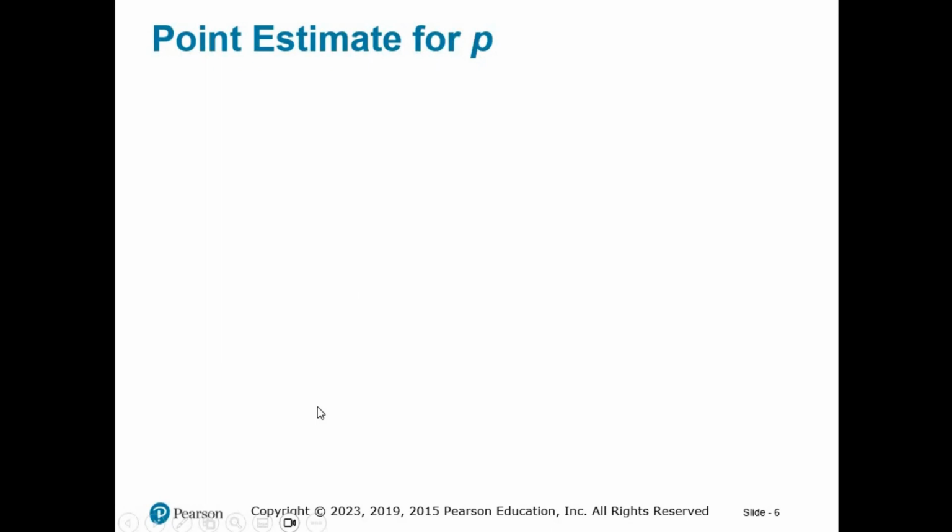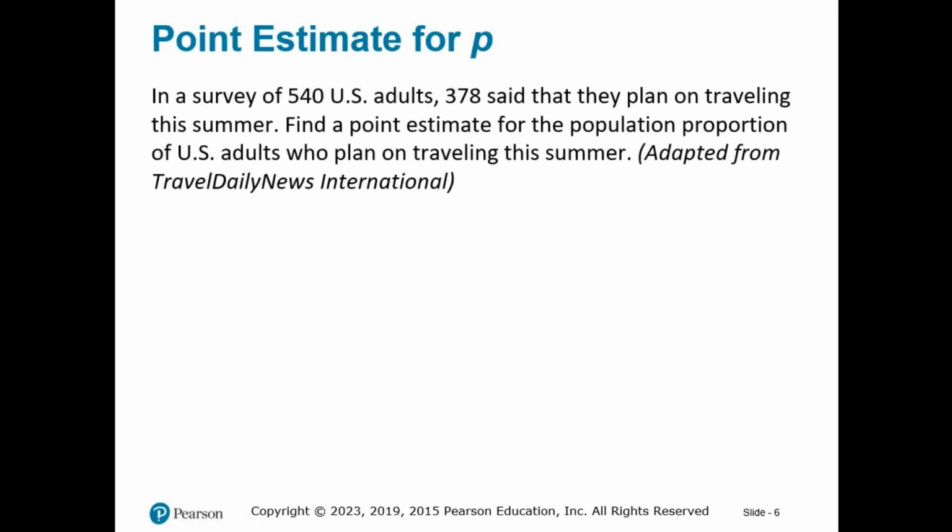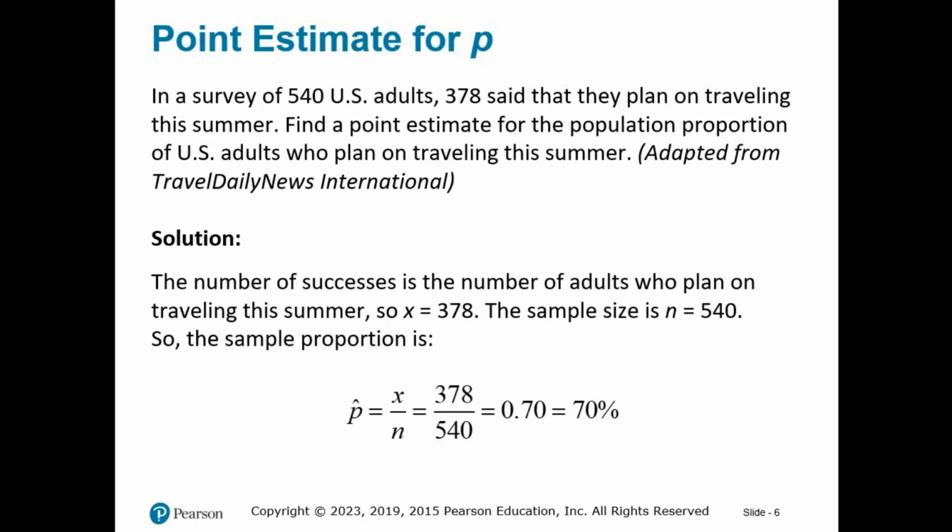Okay, let's do an example. In a survey of 540 U.S. adults, 378 said they plan on traveling this summer. Find a point estimate for the population proportion of U.S. adults who plan on traveling this summer. So if we follow the formula, we have the number of successes as the number of adults who plan to travel this summer. So X is 378 and the sample size N equals 540. So the sample proportion is P hat equals X divided by N, or 378 divided by 540, which is 0.70. And we read that as 70%.